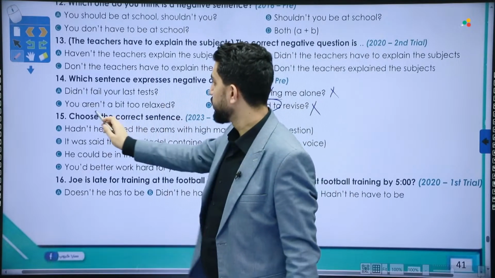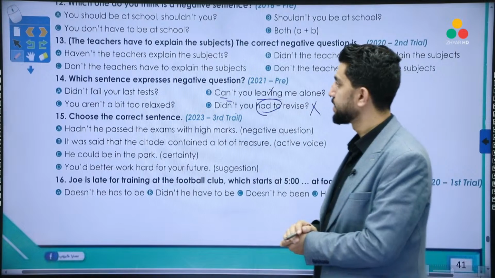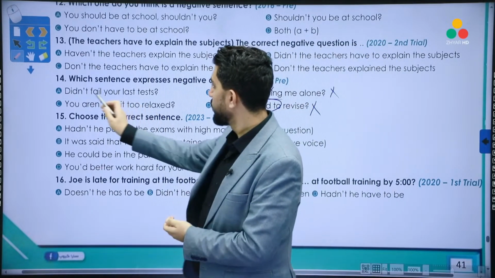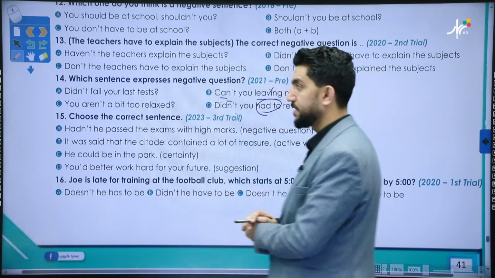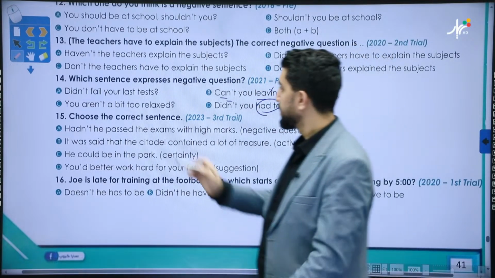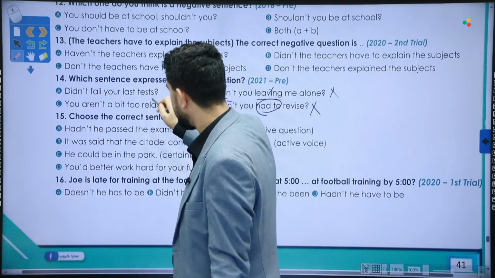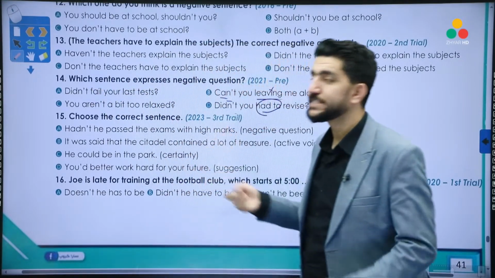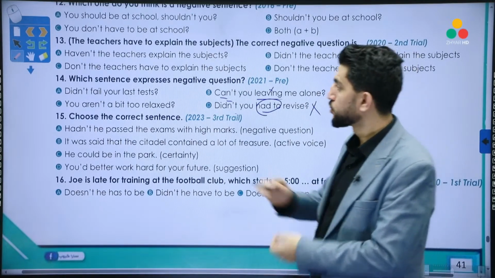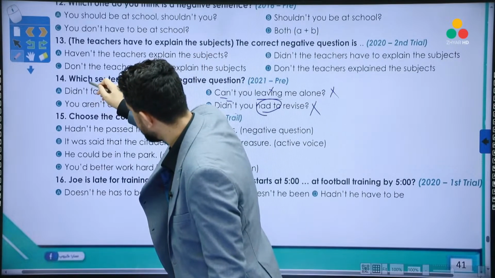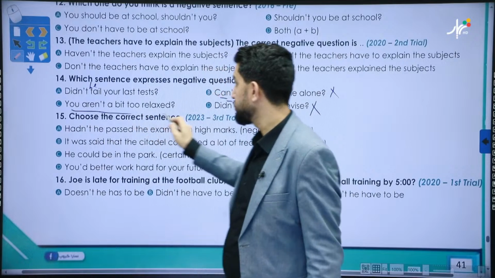Let's come to these two. You aren't a bit too relaxed. You're a bit too relaxed, okay? What about this one? Didn't fail your last tests. Didn't what fail? If it was didn't he, didn't she, something like this, it would be correct. So there is something missing here, it must be he. Do you think this one is negative question?